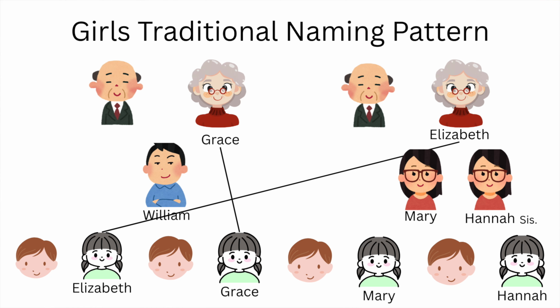Exactly the same principle was followed for daughters, except the mother's side took precedence. So the first daughter was named after the maternal grandmother, that's Elizabeth. The second was named after the paternal grandmother, Grace. The third was named after the mother, so that's Mary. And the fourth was named after the mother's eldest sister, Hannah.